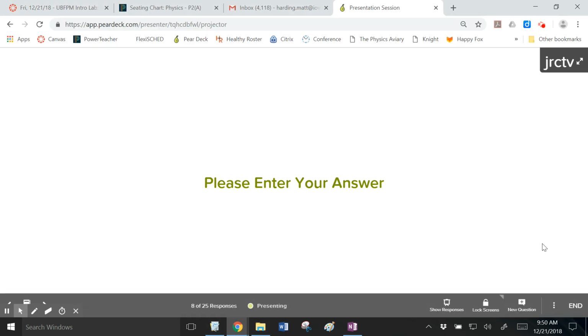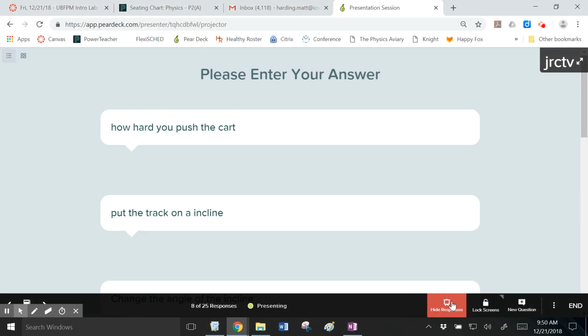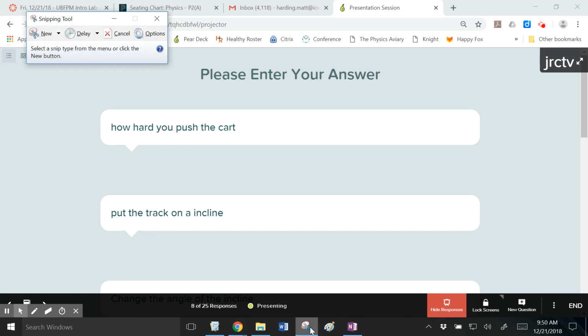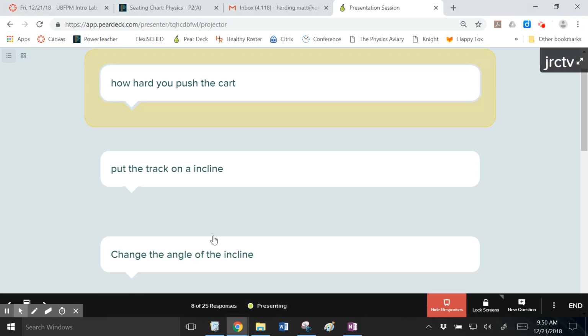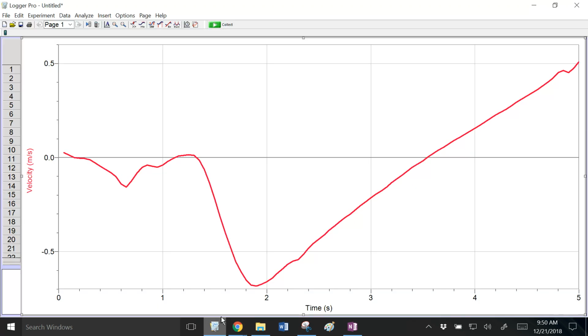Let's see what our friends are saying over here. How hard I push the cart. So let's try that real quick. Let's try how hard I push the cart. In other words, this person is saying if I push the cart less hard, what's that going to do to the slope? Run that by your neighbor really quick.